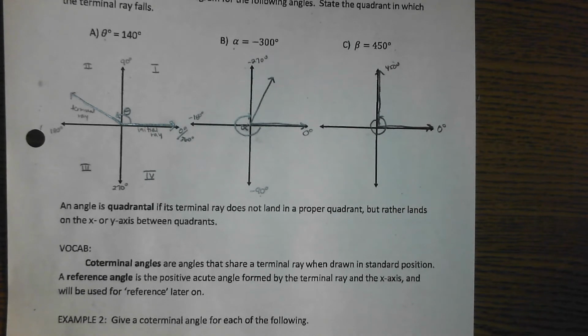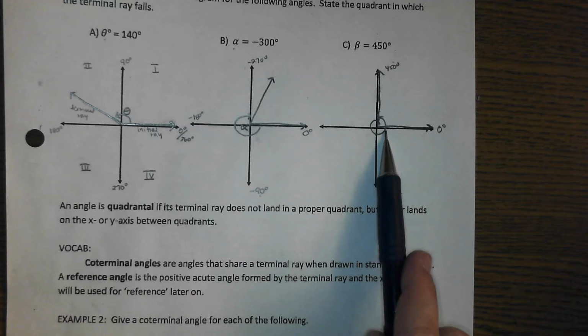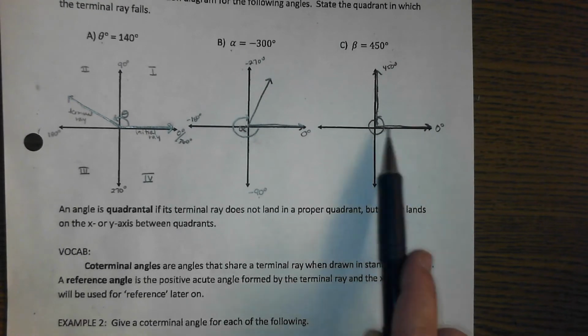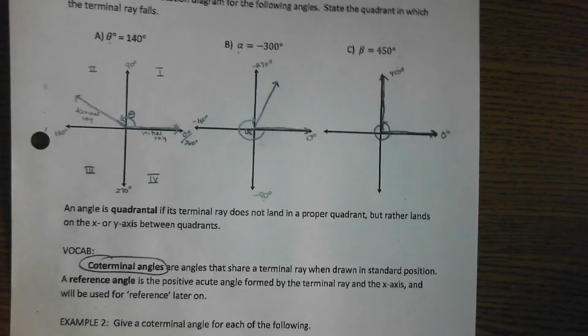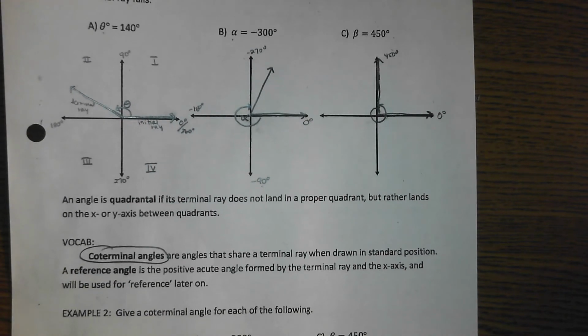Coterminal angles are two angles that have a terminal ray at the same spot. Like a 450 degree angle is coterminal to a 90 degree angle. It is also coterminal to a negative 270 degree angle, because they all look the same. It's just how we got there that's different. They all have a terminal ray in the same spot, so that's a coterminal angle.